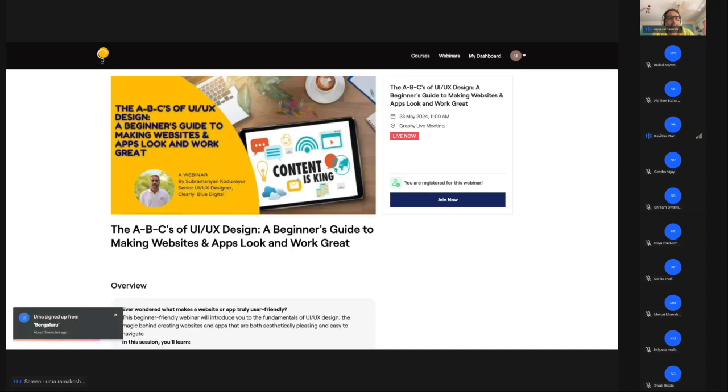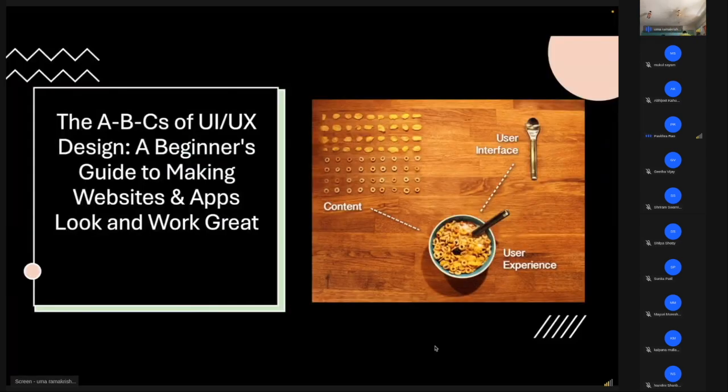Sriram, another participant, looks like he knows about UI UX. So he says UX is nothing but user experience, and user interface enables the app or website better. Yeah, very good.